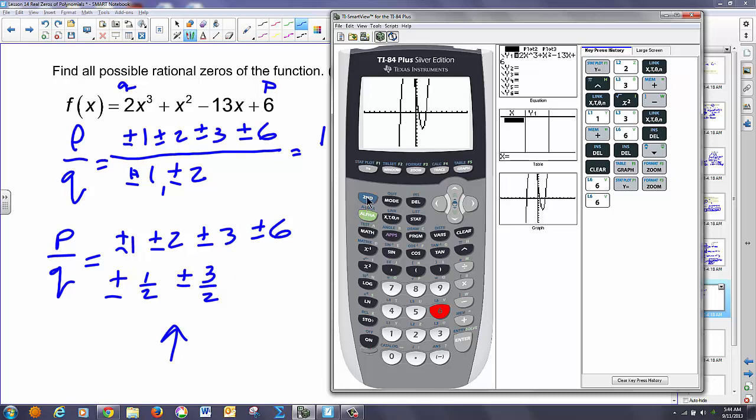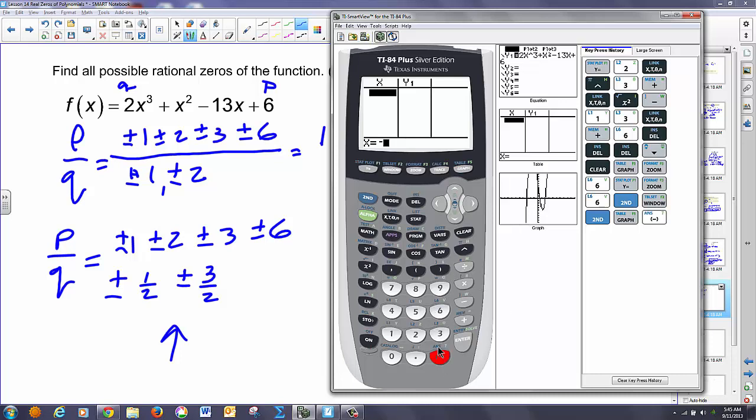Now, there's a lot of ways to do this. What I'm going to choose to do is, rather than set it equal to 0 and find the intercepts, I'm going to guess using my table. So I'm going to go second table set, and I'm going to make sure my table set is set on my independent to ask. And then I'm going to go over to my table. So second graph gets me to my table. Now, it looked like on that graph, -3 was a possible root. So I'm going to plug that in. And sure enough, it was.